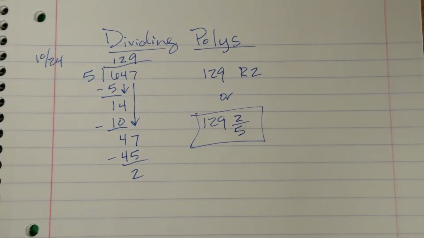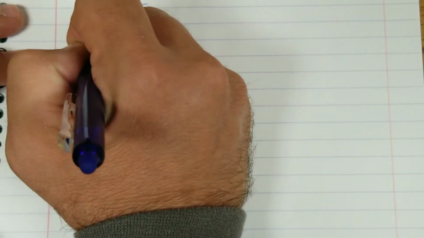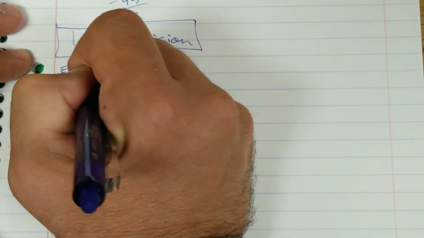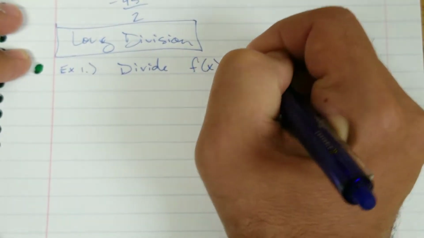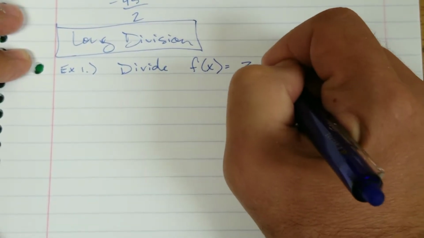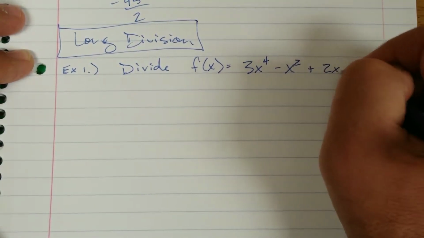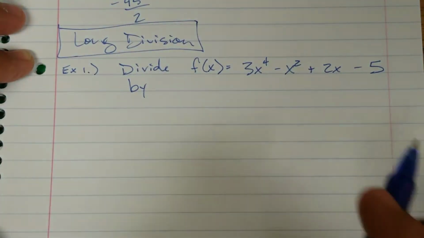All right, so now let's do the same thing with polynomials. So again, this is long division. Let's divide f of x equals 3x to the 4th minus x squared plus 2x minus 5. Let's divide that polynomial by x plus 3.